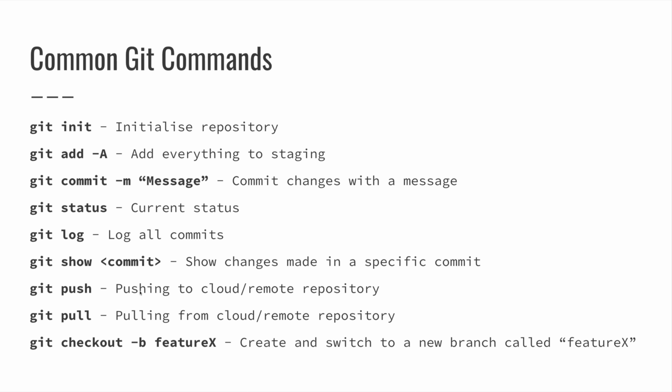Git push helps us push to a cloud or remote repository. Git pull retrieves changes from the cloud repository. And git checkout -b feature X creates and switches to a new branch called feature X. Again, if you want to go back to your master branch, all you need to do is git checkout without the -b, put master, and you're back in master.